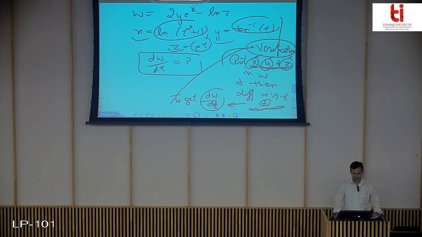These are the examples we are doing just to see how the formula works. Otherwise, you can also put x, y, z back in w and then differentiate. But since those substitutions are not that easy, and the functions involved are very complicated and many times not in explicit form, that is why we have to use the chain rule.